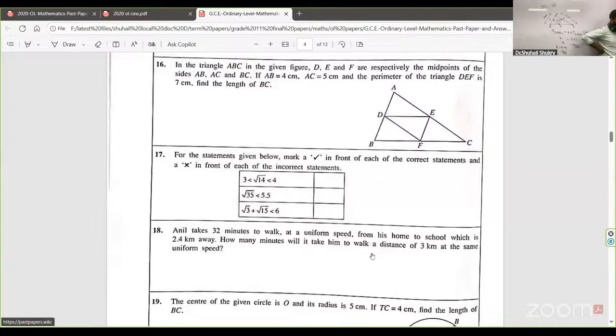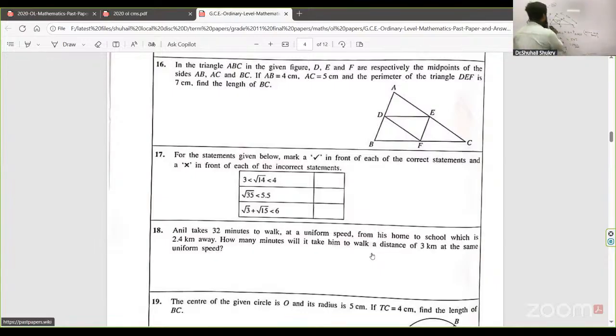Now see this 17th question. The 17th question is a very impressive question. What we do, whether you have to tell correct or wrong, is we don't go to find the values here. We just have to guess it. They have given three statements here. The first statement they have given.